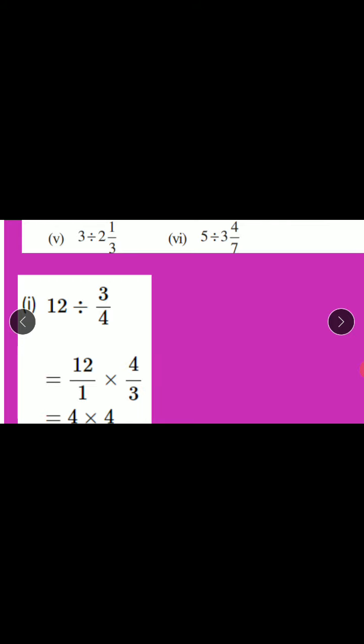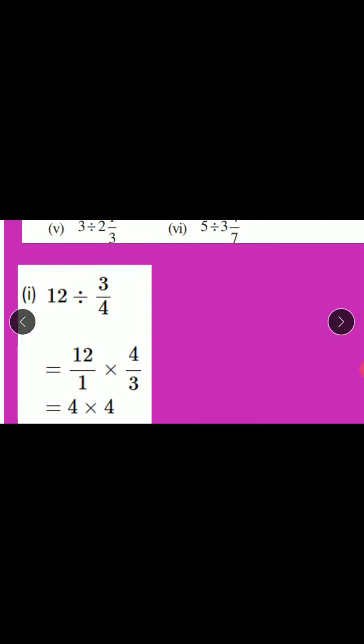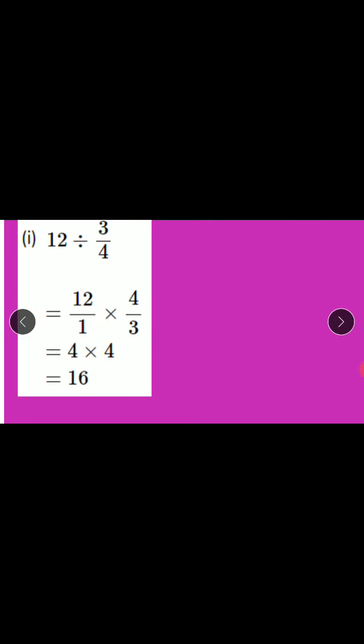How do we divide the fractions? We copy down the dividend as it is. We won't change its value. Division of fractions is not possible directly, so we are changing the division into multiplication. As soon as you change the operation, write the reciprocal of the divisor, that is, the reciprocal of 3 by 4 is 4 by 3. Now you see this step has changed into multiplication of fractions.